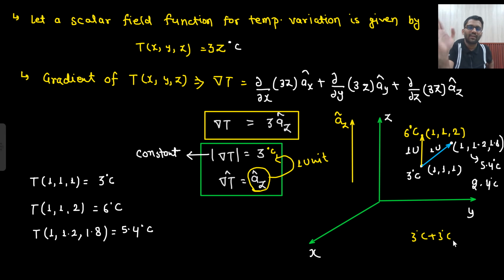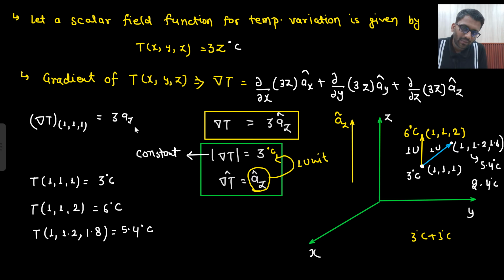Temperature function was given. I calculated the gradient. I got to know that there is some magnitude and there is some direction. So the magnitude of the gradient was 3. Here the gradient was constant. At every point the gradient was the same. But we are calculating the gradient at 1, 1, 1. So at 1, 1, 1, what was that? That was 3 az cap only. So this was your gradient at 1, 1, 1.